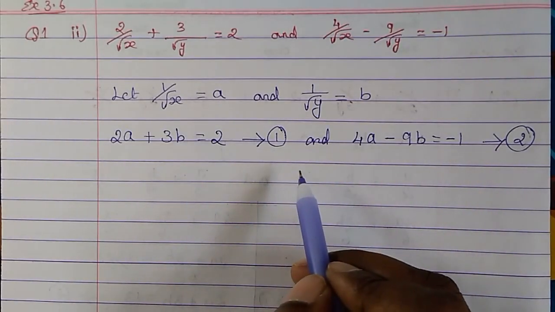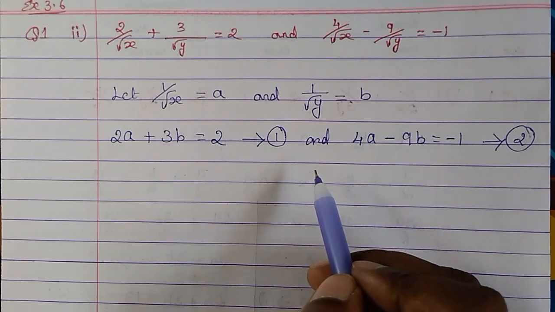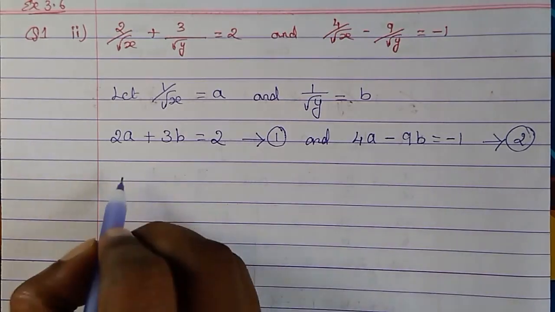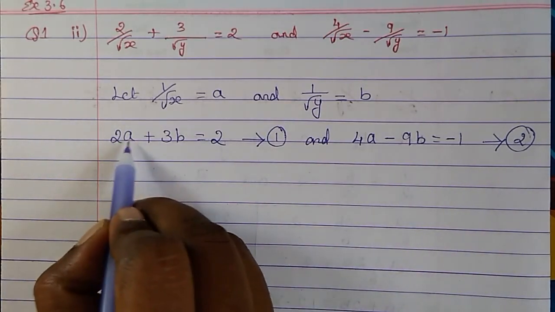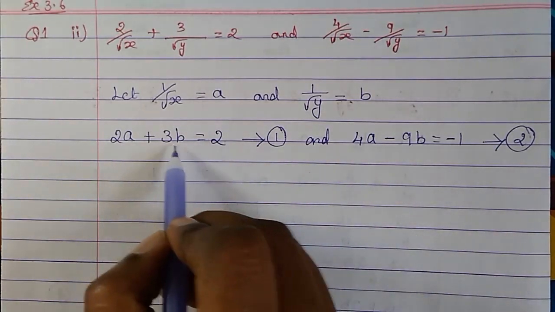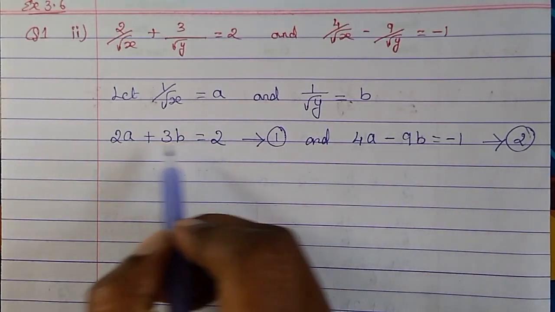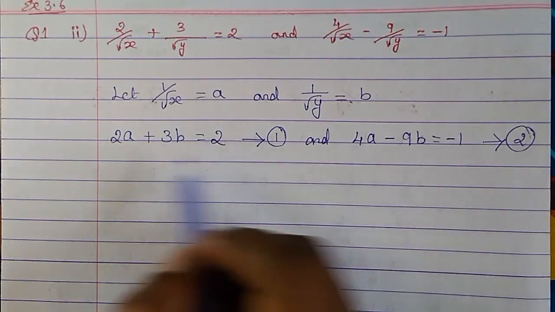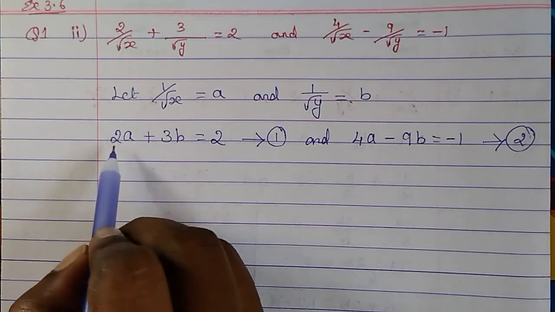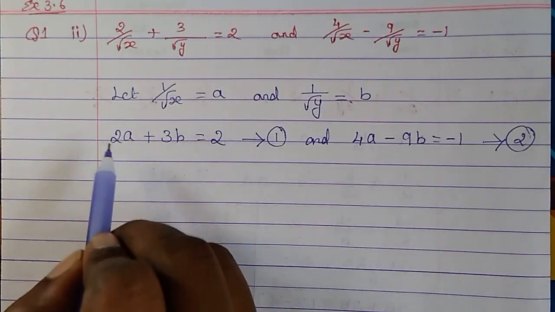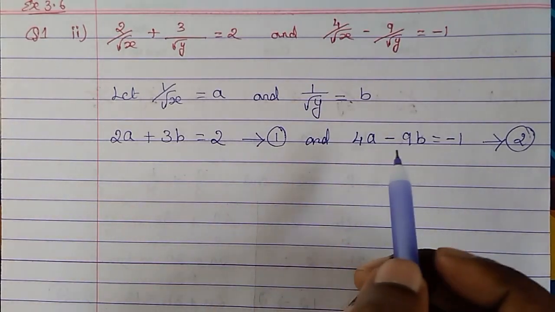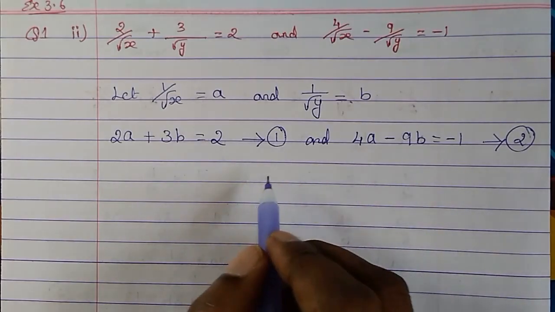Now we can solve these equations by the substitution method, elimination method or cross multiplication method. I am going to show you by the cross multiplication method, because here nothing is the same for eliminating. Here 2a, here 4a, here 3b, here 9b. If you want to eliminate, you have to multiply the equation so that you can make any one variable the same. For example, if you want 4a here also, then you have to multiply the whole equation by 2, and you will get 4a. Then 4a is in both, so you can subtract and eliminate. So I am going for the cross multiplication method.